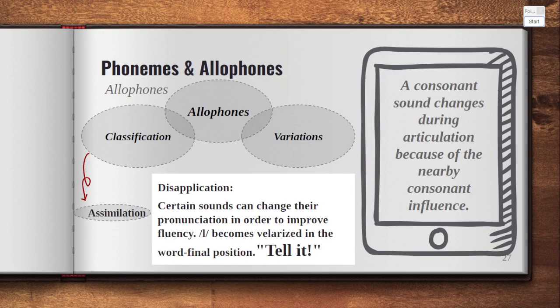And then we have assimilation, but in this case, dissimilation. Certain sounds can change their pronunciation in order to improve fluency. L becomes velarized in the word final position in "tell it." In a few words also, if we pay attention when Americans are talking, they connect the words. And this is a recommendation some specialists give to non-native English speakers to sound more natural: to connect words. And this is a very good example, "tell it."